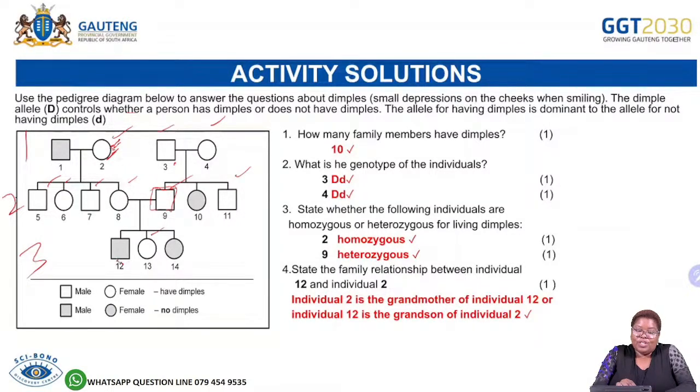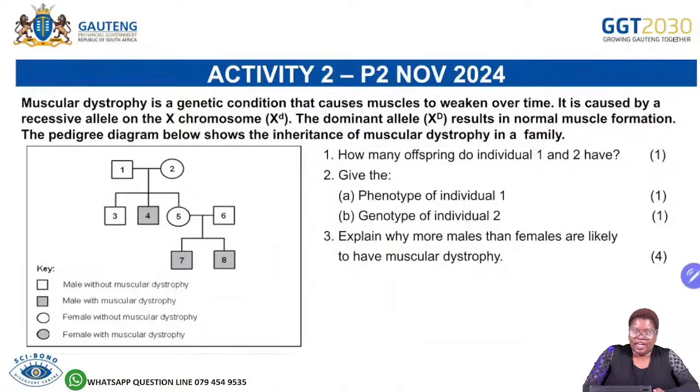Because the children of number 2 are 8, 7, 6, and 5. Then 8 marries 9. Then they have these 3 children, a son and 2 daughters. And only 1 daughter has dimples. So number 2 is the grandmother of number 12, or individual 12 is the grandson of number 2. So you should be able to connect the relationship within the generations.